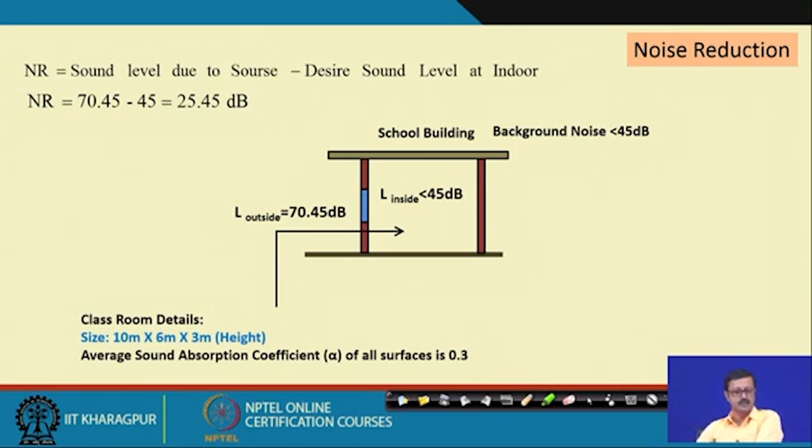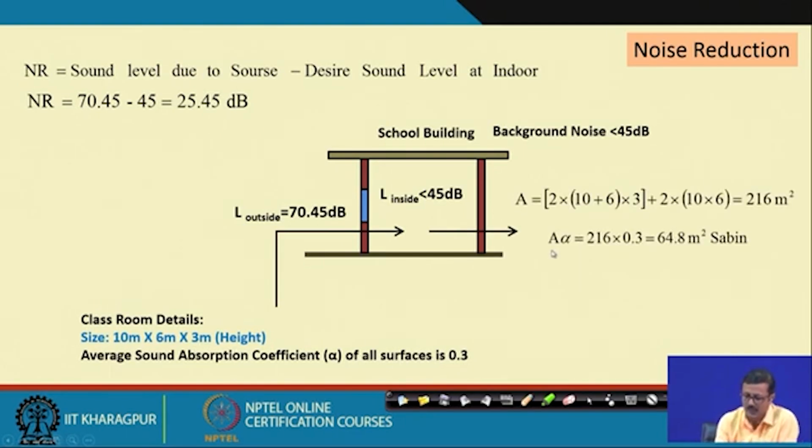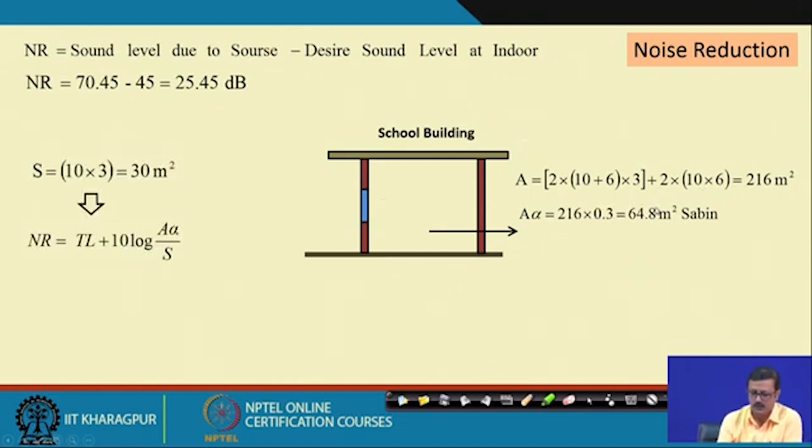So, the classroom size, as I told you, is 10 into 6 into 3 meter, and having an average coefficient of absorption of 0.3 gives me A alpha value: 216 into 0.3 is 64.8, where 216 is the inside surface area. So, I have found out the wall area and also the ceiling and the floor area. So, with this Sabine total absorption, I now found out what is the NR, and this A alpha is your 64.8 and your S is your 30 meter square.